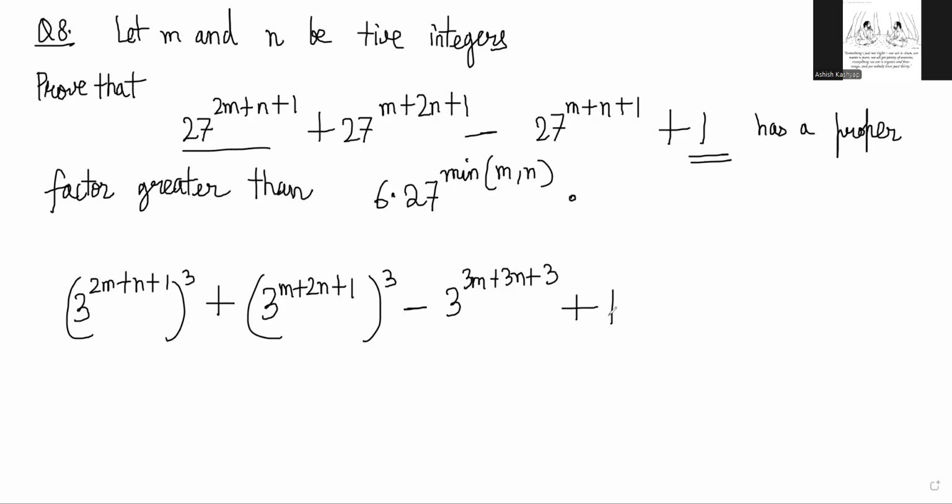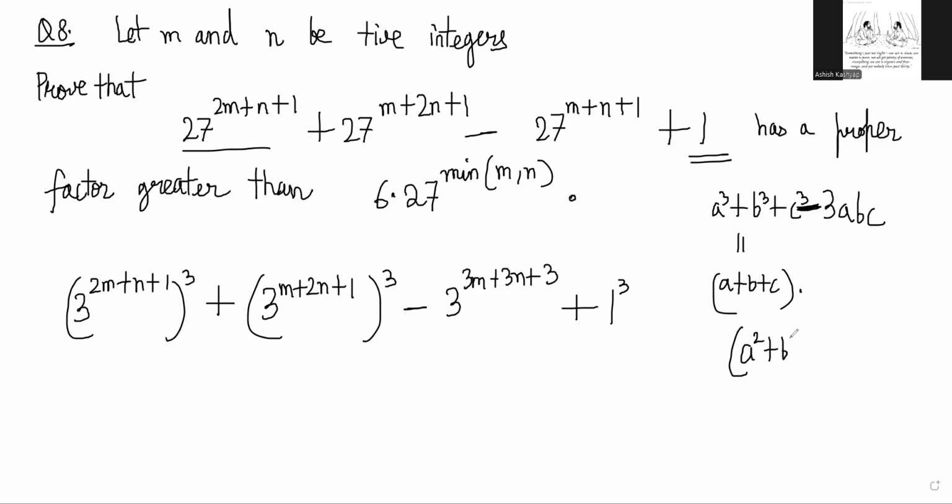So 1 can be written as 1 cube, and I'm going to try to fit the identity a cube plus b cube plus c cube minus 3abc. There is an identity that a cube plus b cube plus c cube minus 3abc is equal to a plus b plus c times the other factor, which is a square plus b square plus c square minus ab minus bc minus ca.